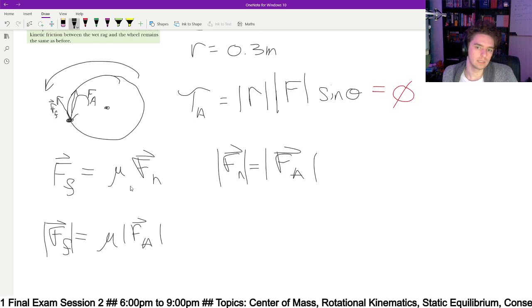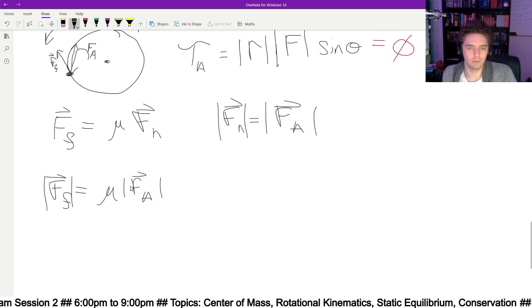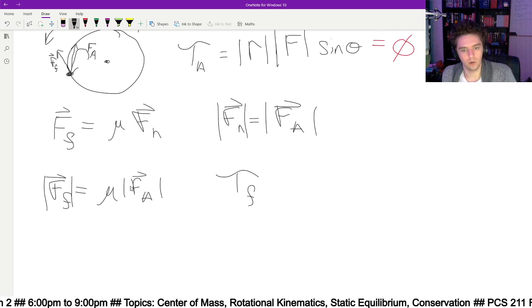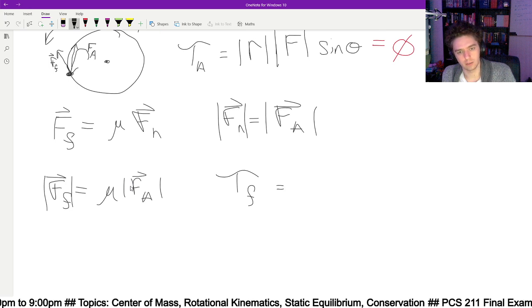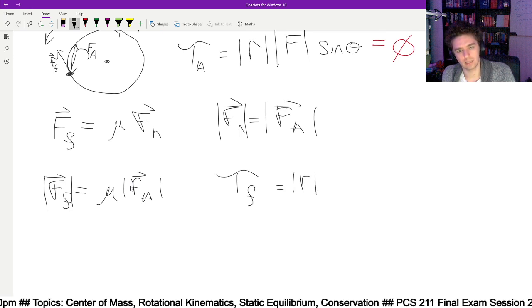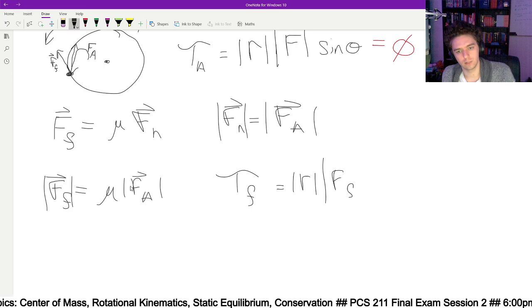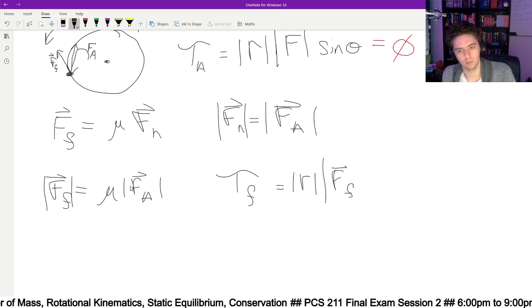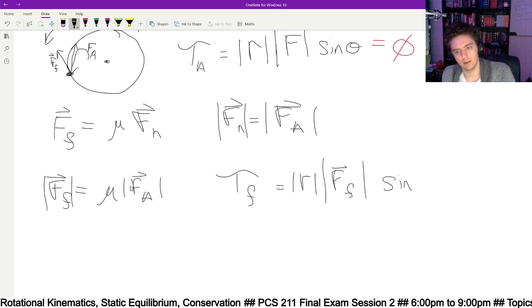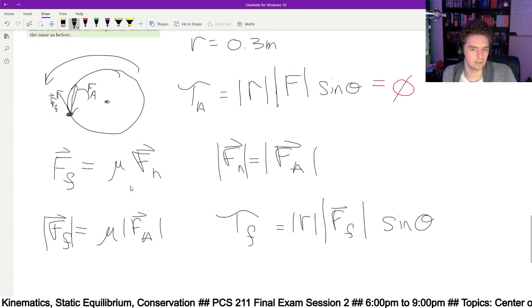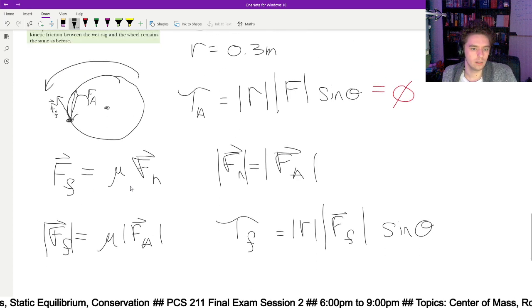Okay, let's find another expression for Ff. Well, I can just do the torque because of friction, which is going to be equal to its distance from the axle times the force of friction. Look, good, that's what we want. We want two things like that, and the sine of the angle between them, which is 90 in this case, right?